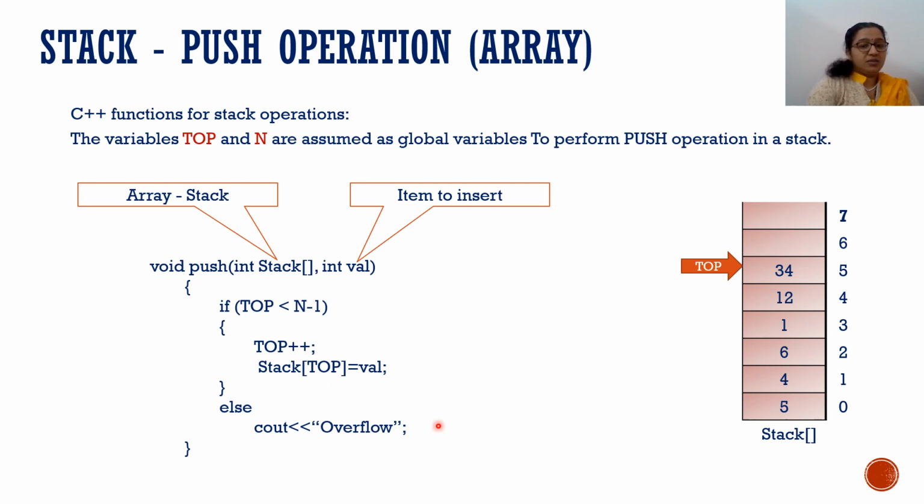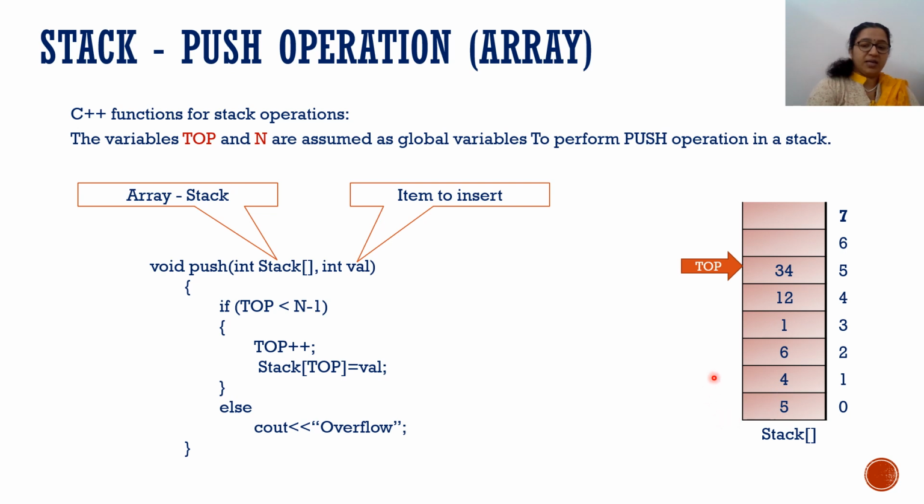Clear? So see the example here. First time top is minus 1. So we are inserting the element here. So 5 is the first element. So val is 5 and stack is array. So we are checking top is less than n minus 1 or not. N is 8 here. Top is minus 1. So it is less than. So we can increment the value. So top is 0. So on the 0th position we can insert it. Stack of top is equal to val. 5 we can insert.